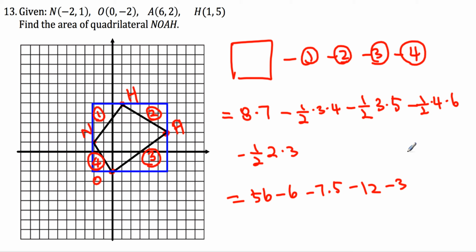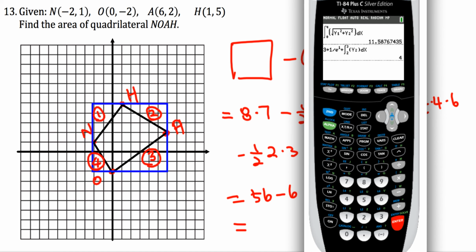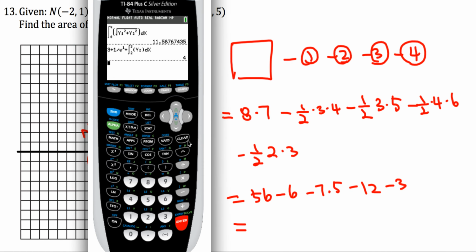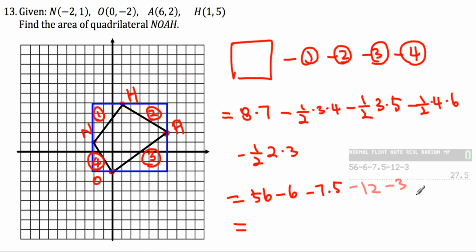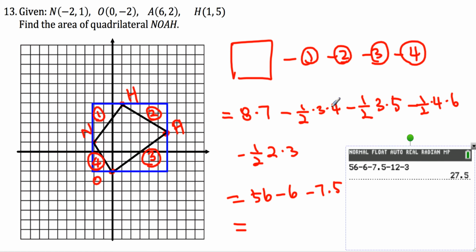So if you have to put everything together, 56 minus 6 minus 7.5 minus 12 minus 3. 27.5 becomes our answer.